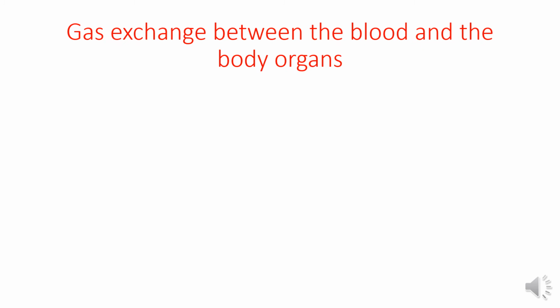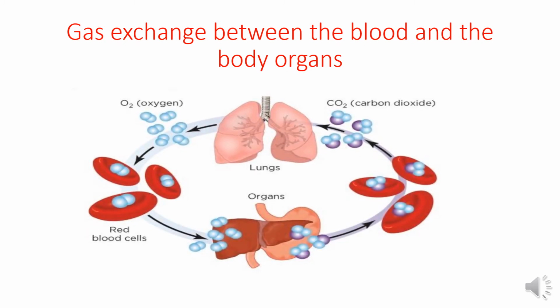Gas exchange between the blood and the body organs. Look at the picture, please. At the level of the organs, the organs consume the oxygen gas and reject the carbon dioxide gas. So, the carbon dioxide diffuses from the organs into the blood vessel. After that, the blood carries carbon dioxide gas into the lungs. At the level of the pulmonary alveoli, carbon dioxide gas diffuses into the pulmonary alveoli, and oxygen gas diffuses from the pulmonary alveoli into the blood. Then the blood carries oxygen gas again into the body organs.